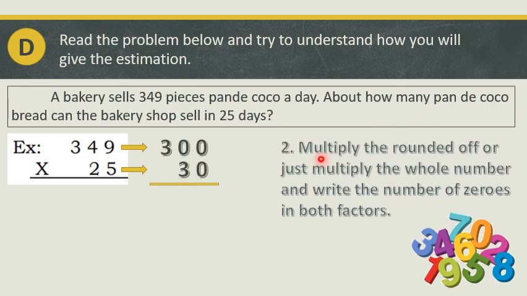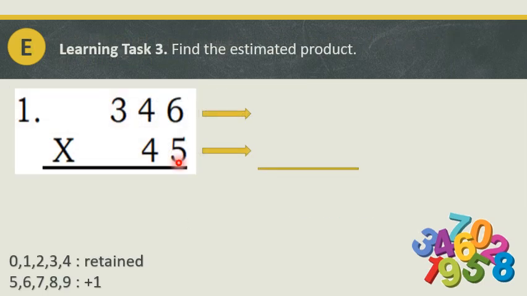And then, ang gagawin natin is to multiply the rounded off numbers, or just multiply the whole number and write the number of zeros in both factors. So, pag multiply tayo ng maraming zero, is to count muna yung numbers of zero. So, 1, 2, 3. And then, yung mga hindi 0, yun naman ay multiply natin. So, 3 times 3 is 9. Kaya magiging answer natin is 9,000.